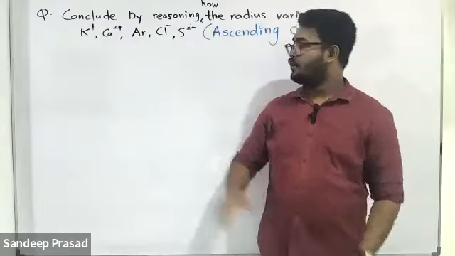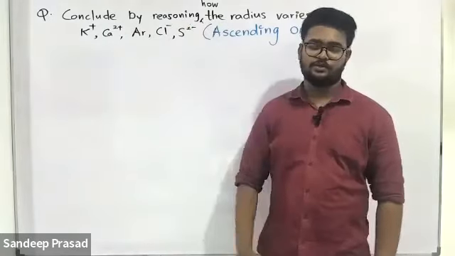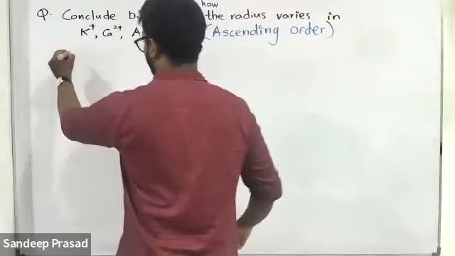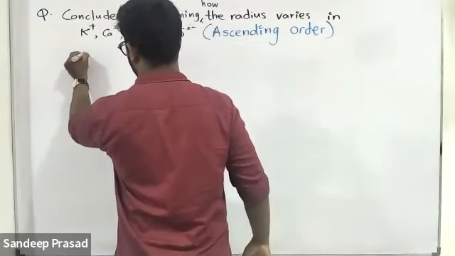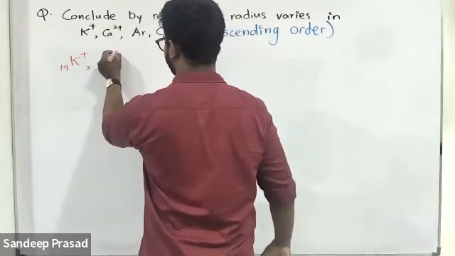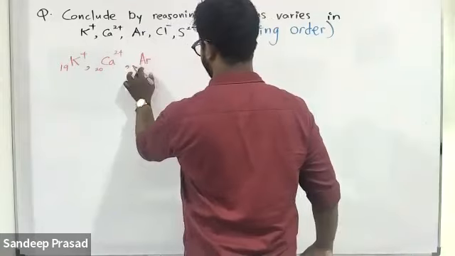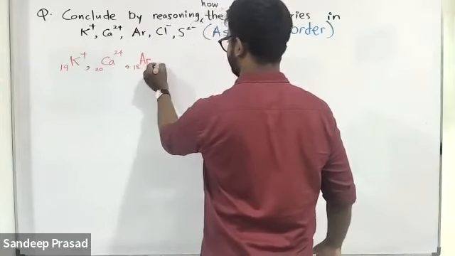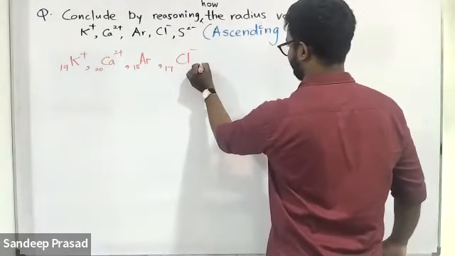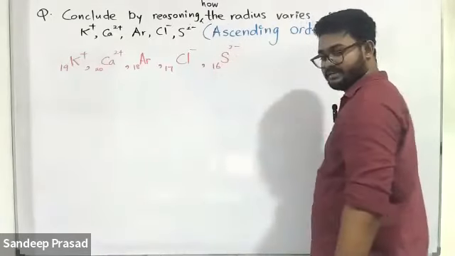All of the species I have given you here are in an isoelectronic series. First of all, you have to understand that term, right? Potassium plus: potassium is atomic number 19. After removing 1 electron, there are 18 electrons. Calcium 2 plus, atomic number is 20. After removing 2 electrons, 18 electrons. Argon is a neutral atom. Atomic number is 18. That means the number of electrons is 18. Chlorine atomic number is 17. After gaining 1 electron, the number of electrons is 18. Sulfide atomic number is 16. After gaining 2 electrons, electrons are 18.